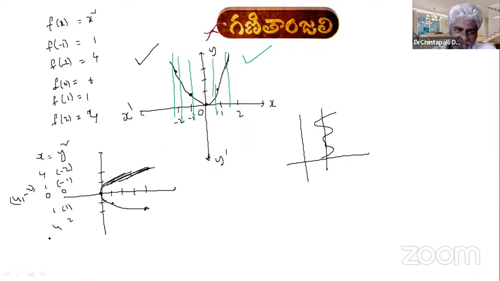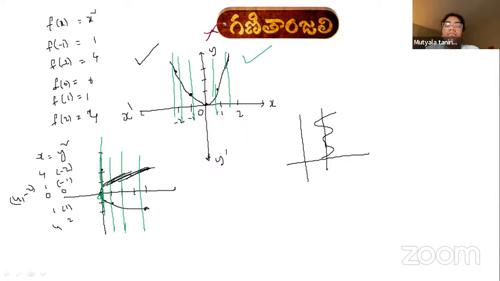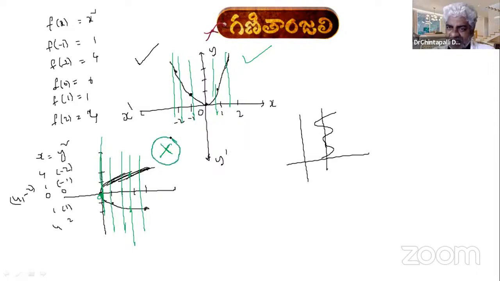If you draw vertical lines here, only the y-axis touches this graph once. Except the y-axis, all the vertical lines on the positive side of the x-axis cross that curve more than once. That's why it is not a function. It is just a relation. We will learn why it is not a function in the next class.